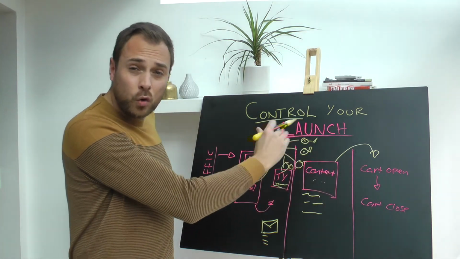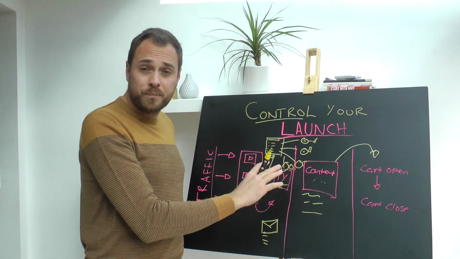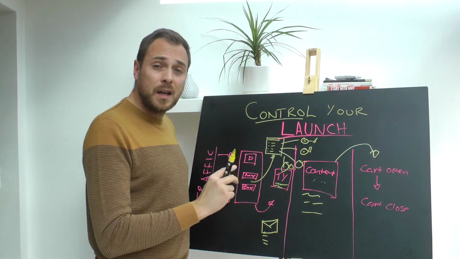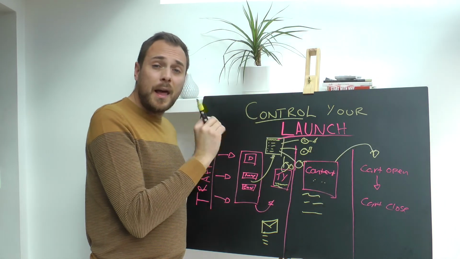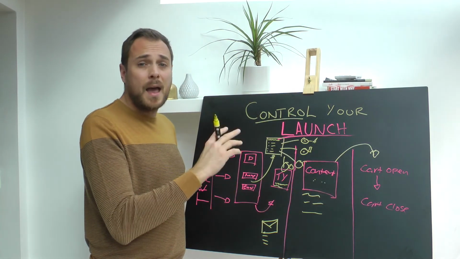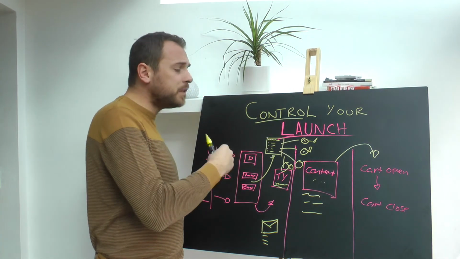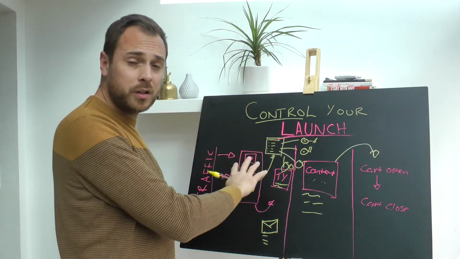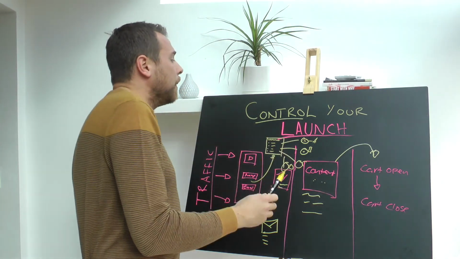This is my launch profit and prediction system. It allows you to predict your audience, it allows you to predict your results, it allows you to predict your profits, and so much more. Obviously this is just a 50-foot view of what it looks like, very basic as well, but this allows you to control your launch.